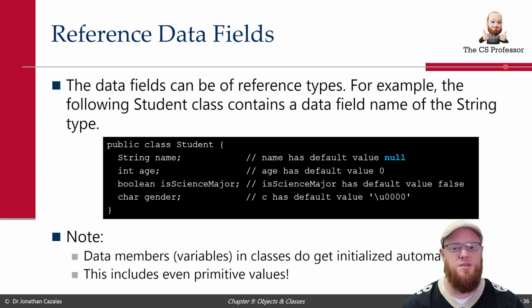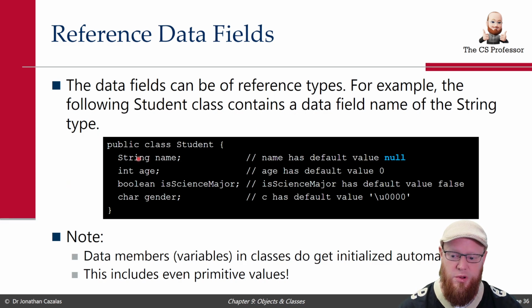We've mentioned this previously, the reference data fields. Data fields can be of a reference type, such as this string name here. That is not a primitive, right? String is an object. So that is a reference data type. And as we've seen, the data members in our classes, in our blueprints, they get initial values when we create objects, even primitives. But in particular here, the focus is on this reference data type, a string, for example.